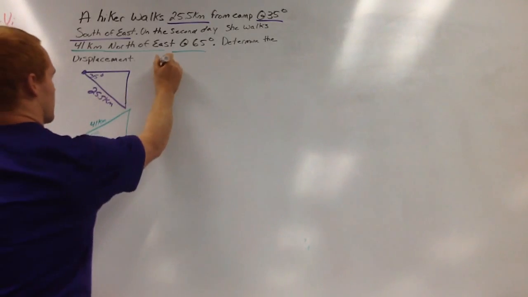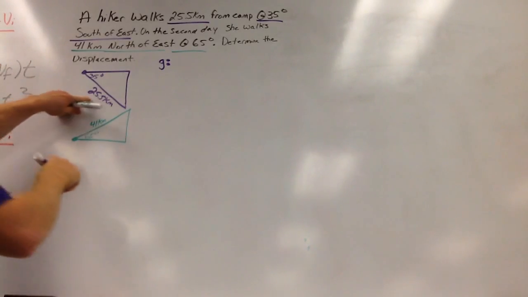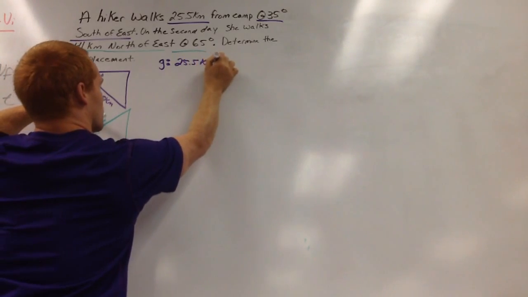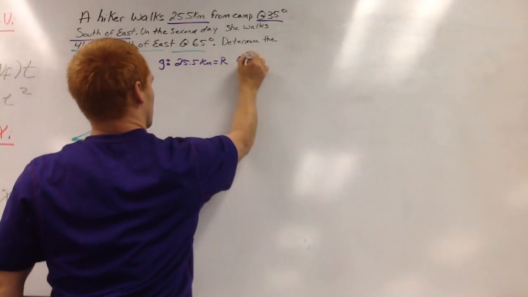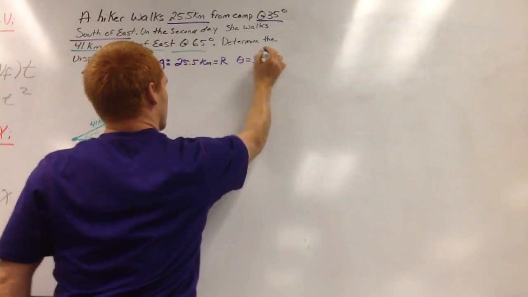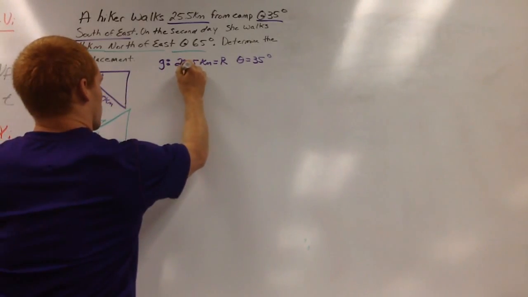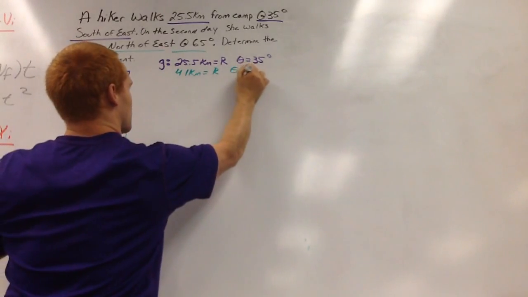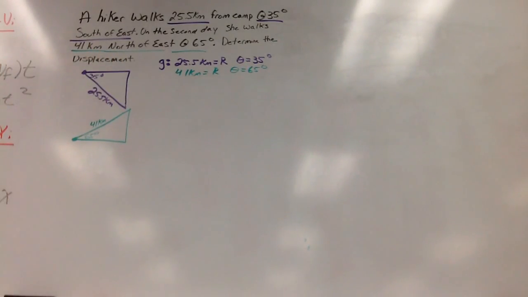So our givens. We're just going to write this down. 25.5 kilometers, that would be the resultant of triangle 1, and theta is 35 degrees. For triangle 2, we would have 41 kilometers is our resultant. Theta is 65 degrees. We have step 1 done. We have both our triangles.